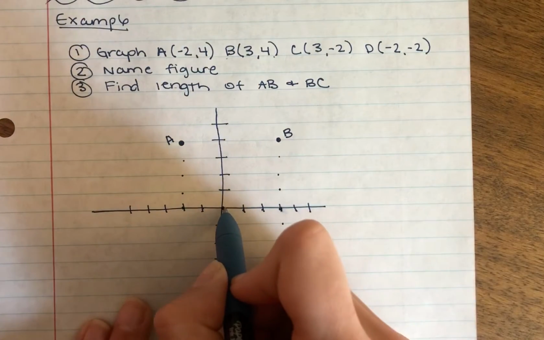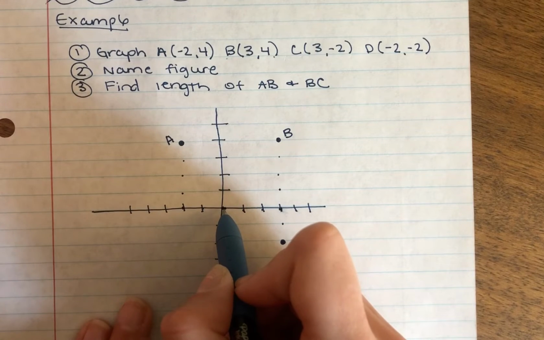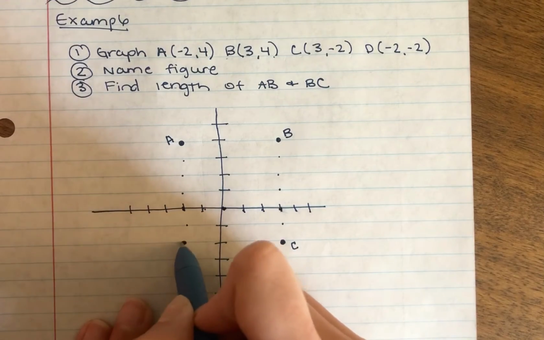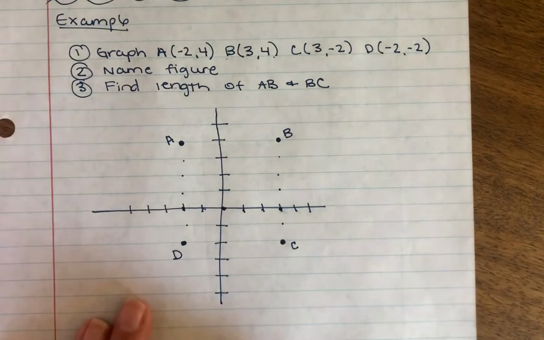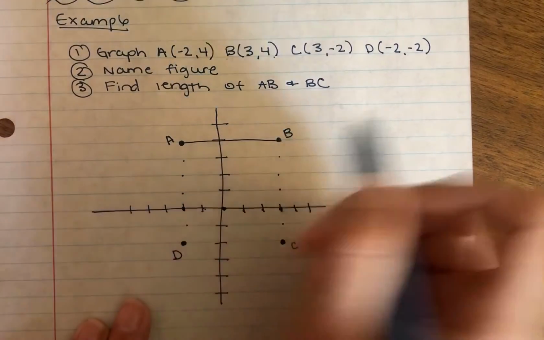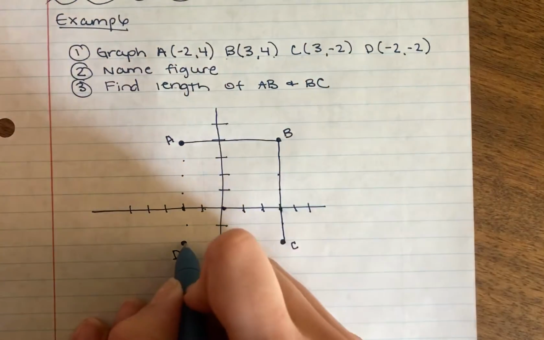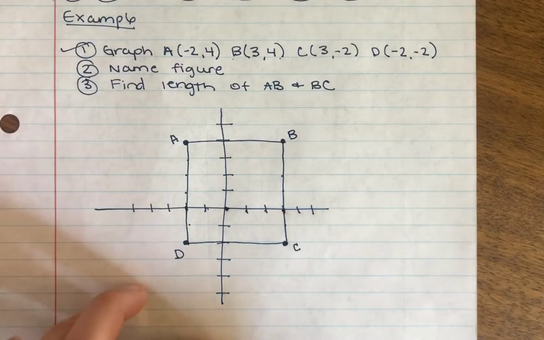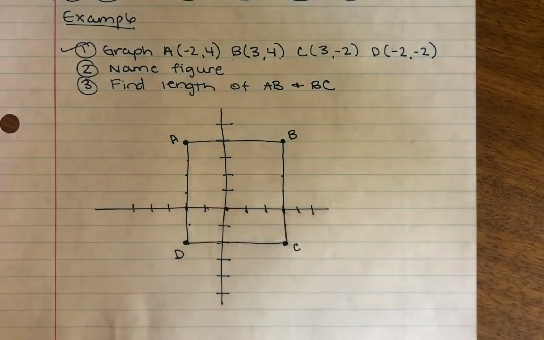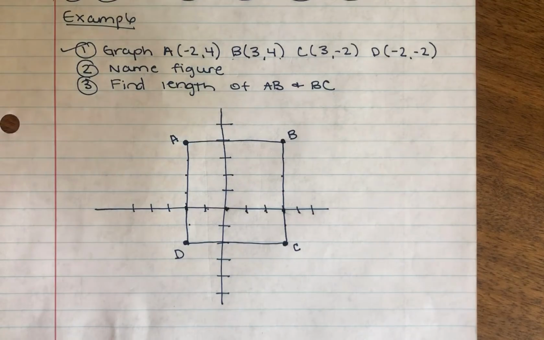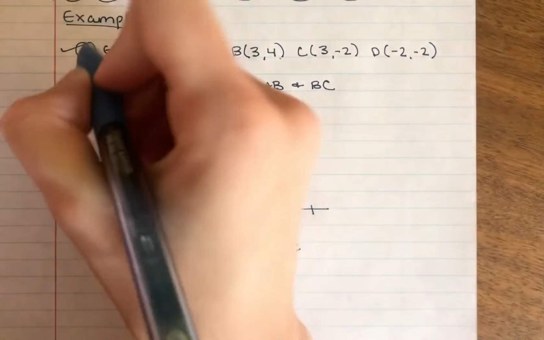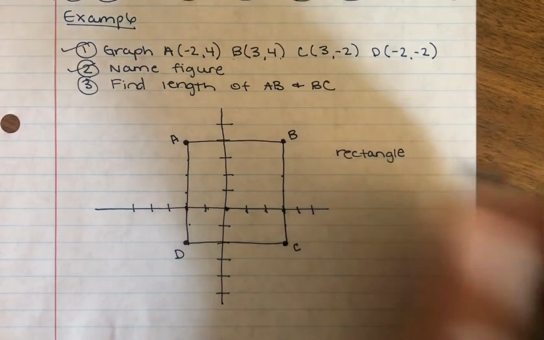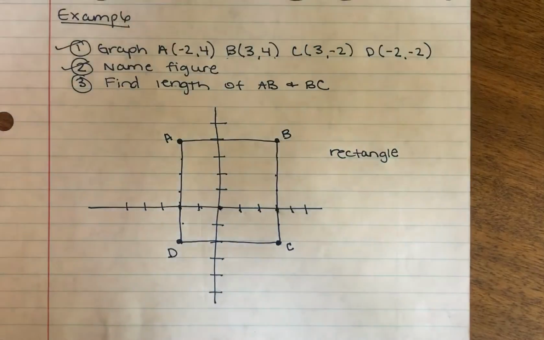And then finally, we have -2, -2. The first -2 means I'm going to go to the left 2, and the second -2 means I'm going to go down 2. Plot your point, name it D. All right, now we can go ahead and connect these because we've made our shape. Perfect. So we did the first one. Now we want to name the figure. What type of shape is this? Hopefully you're thinking rectangle. You could have said rectangle or parallelogram, because this is both a rectangle and a parallelogram.